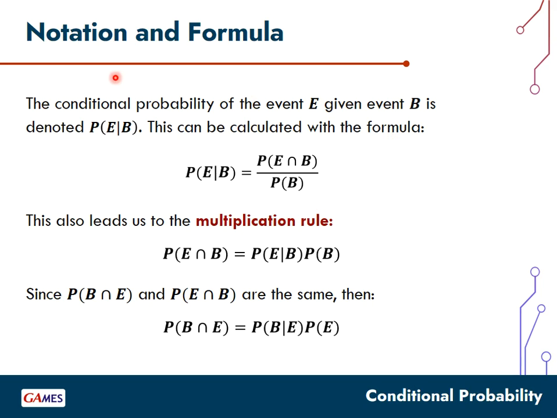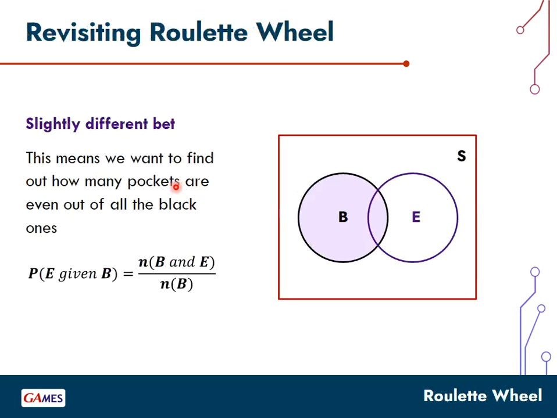So how do we arrive at P of E given B? That's the probability that event E would occur given that black has occurred. We use this formula. This formula simply arises from the previous formula we've used, so don't get confused. Here we just considered the number of elements in B and E divided by the number of elements in B. So we can simply say the number of elements in B intersection E divided by the number of elements in B.